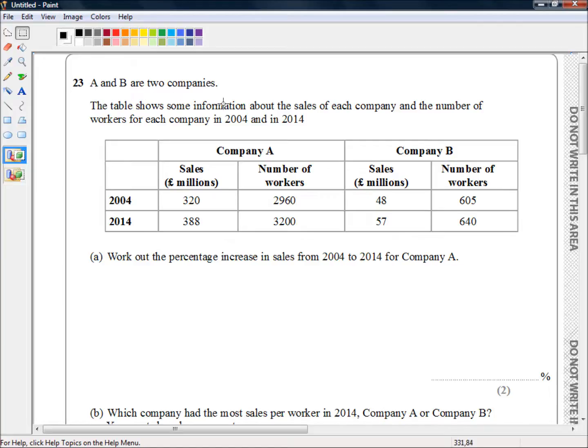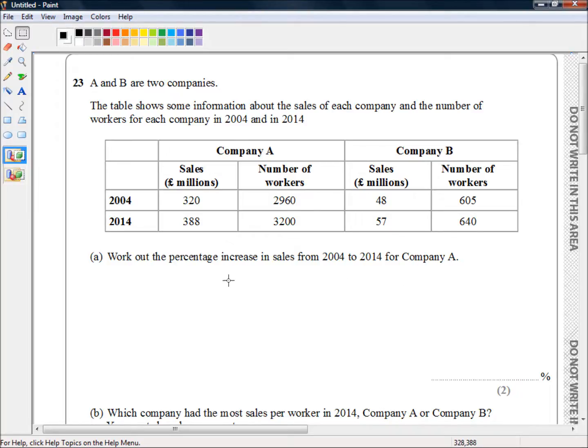A and B are two companies. The table shows some information about the sales of each company and the number of workers for each company in 2004 and in 2014. Part A says, work out the percentage increase in sales from 2004 to 2014 for company A.